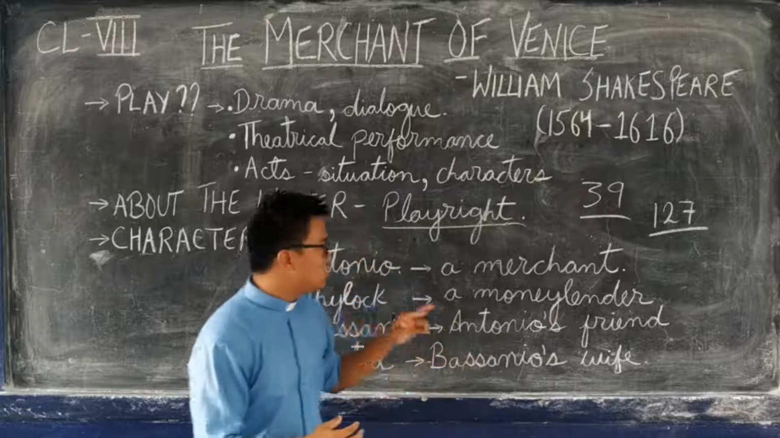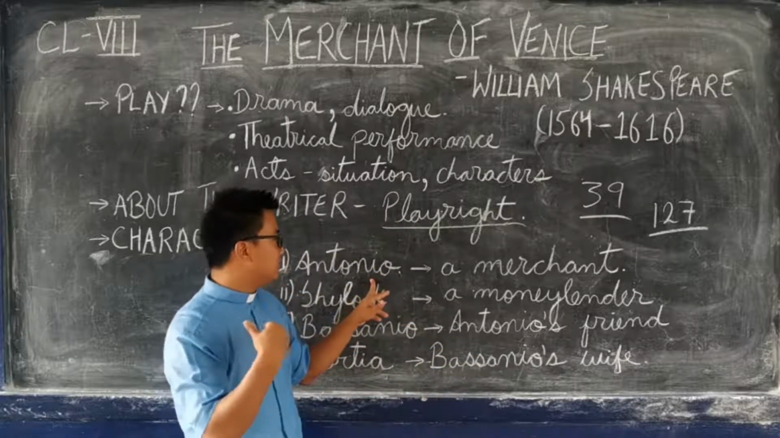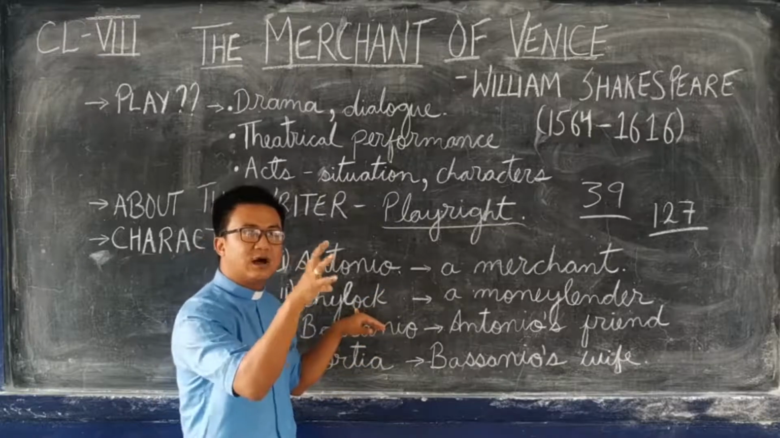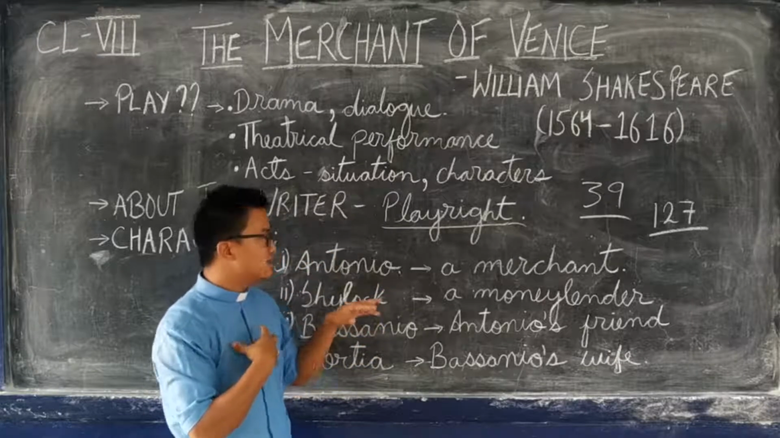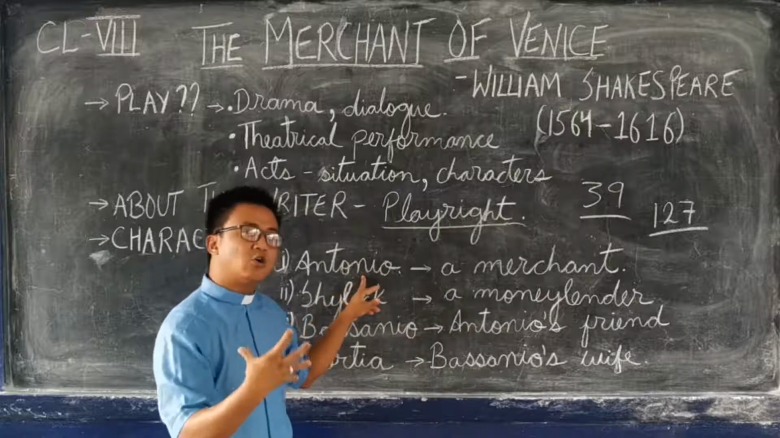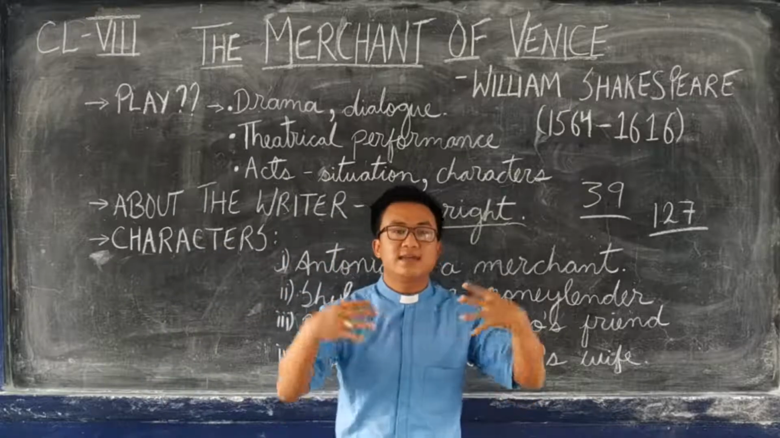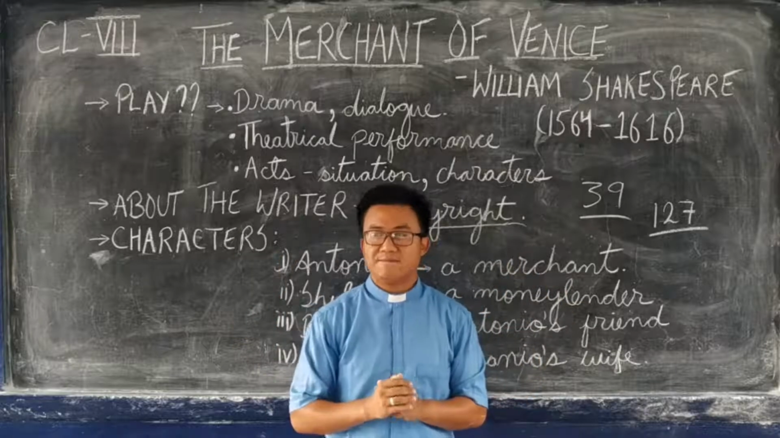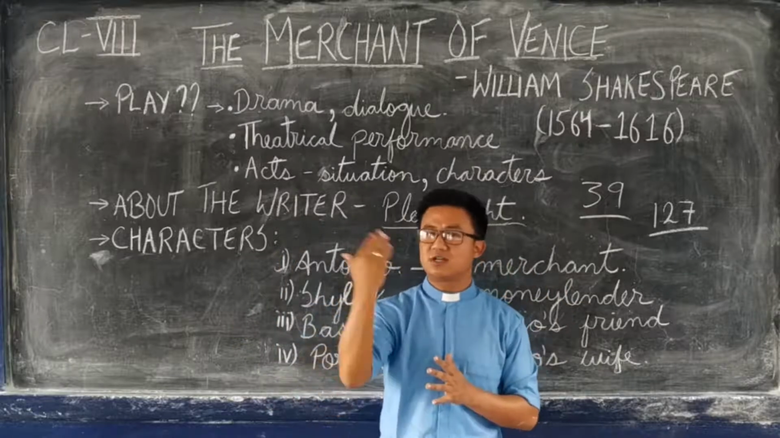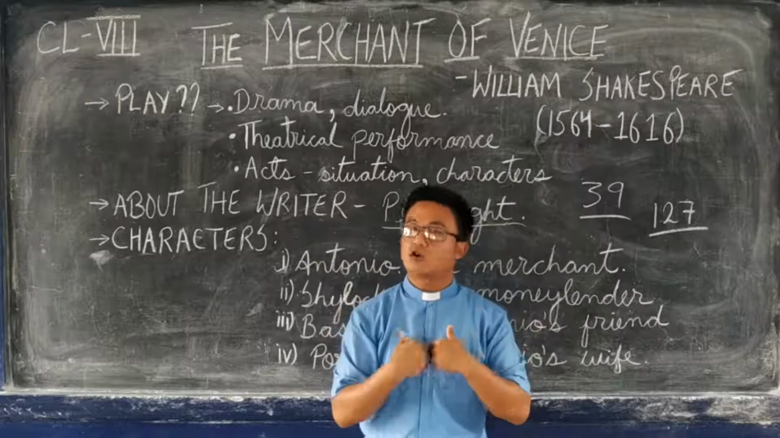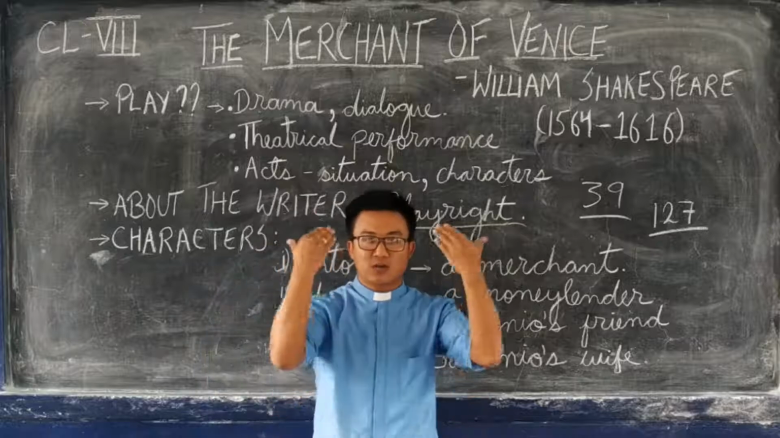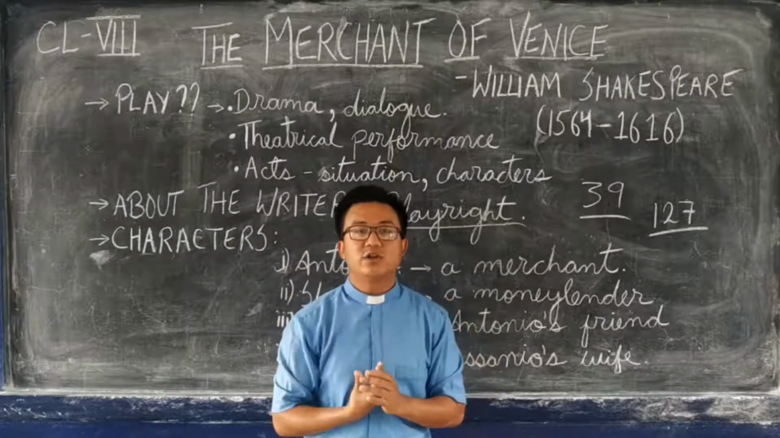Now, Antonio also agreed to give 1 pound of flesh, because Antonio was confident, because he had sent his ships to some foreign lands for business. Within 3 months, the ships would come back, and he would have a lot of money, and easily he would pay back the amount to Shylock. So that was the confidence Antonio had.